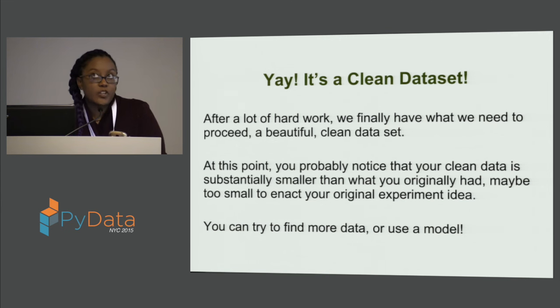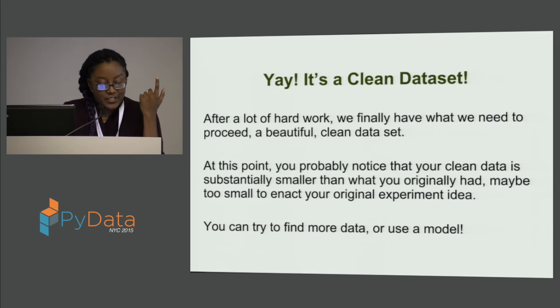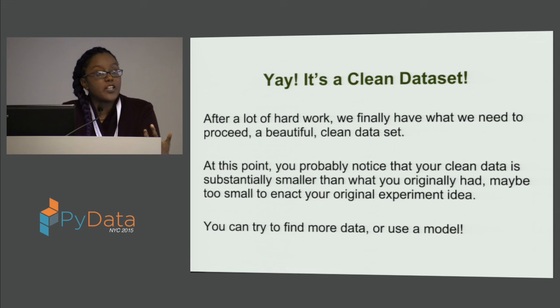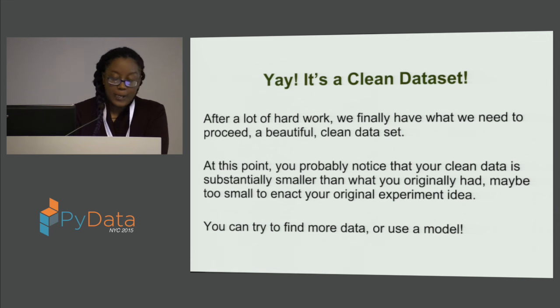For example, in Queens, by the end, I think we had maybe 12 lines of data for all of Queens, which is the largest borough. So that's pretty terrible. And so you'll have to decide, do you want to try to find more data, or do you want to model maybe the data that you're missing given what you do have?